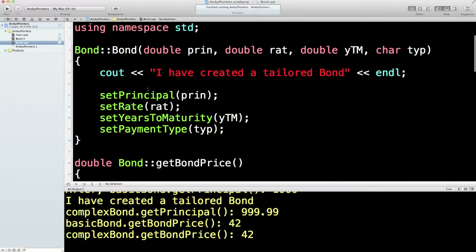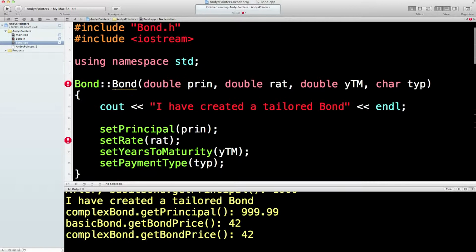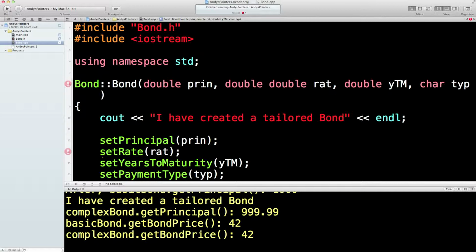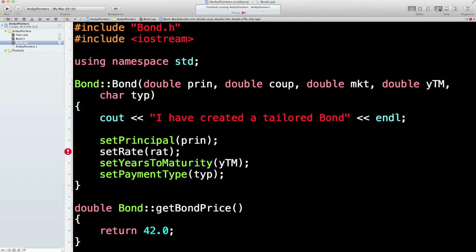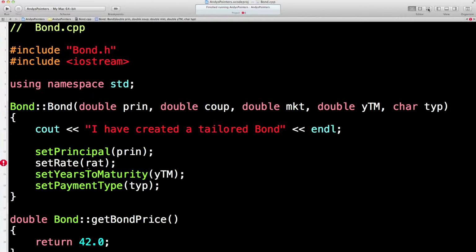Okay, let's get on to the bond Cpp file. I've got rid of the basic bond constructor. I've now got two rates coming in, so double, I'll call that coup, and I'll call that market, and I think that will do for now. Does that look okay? That looks okay, doesn't it? Let's not worry too much about that.